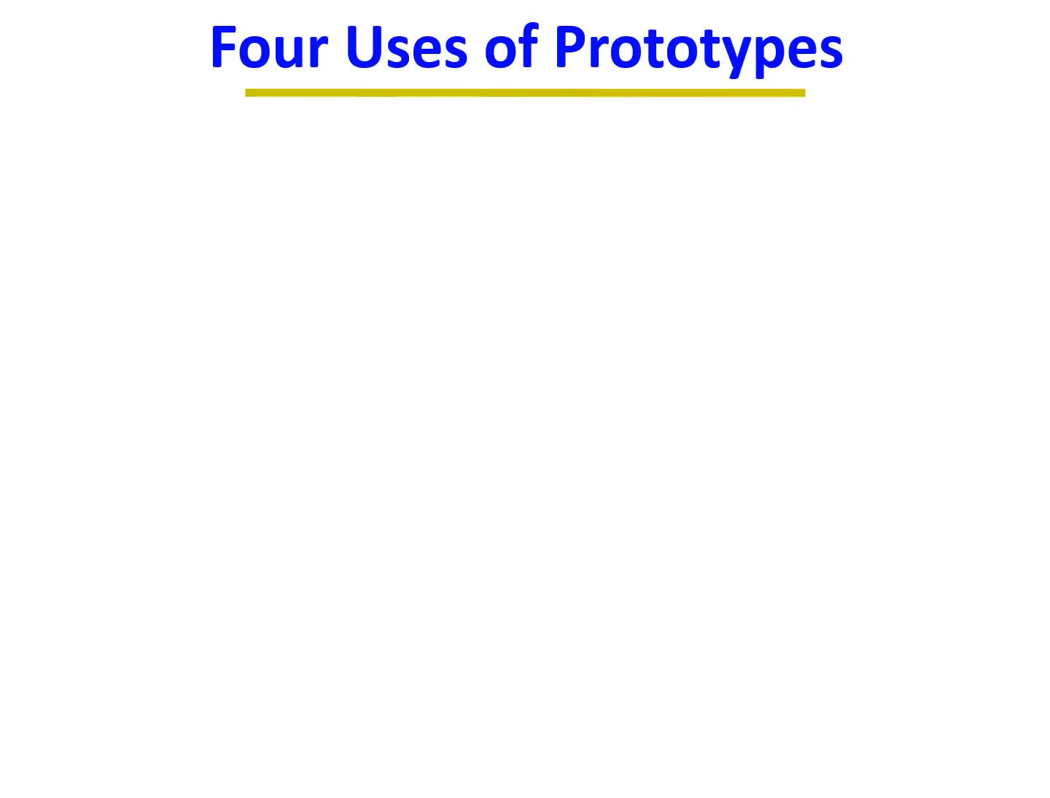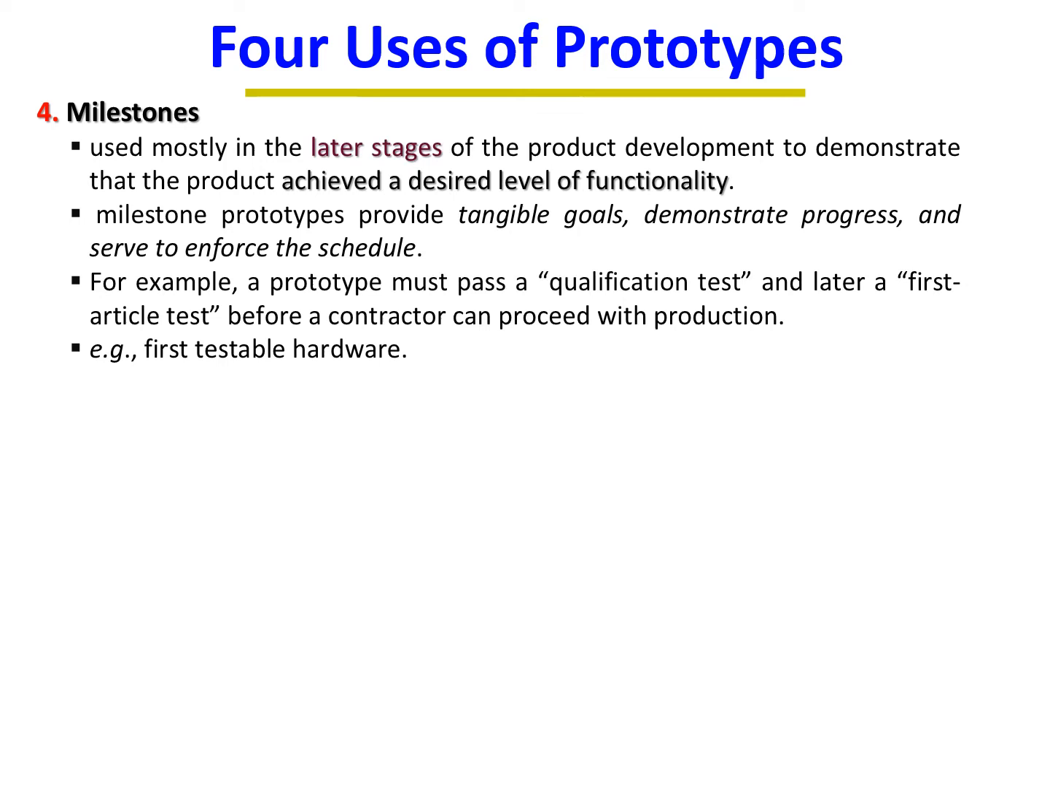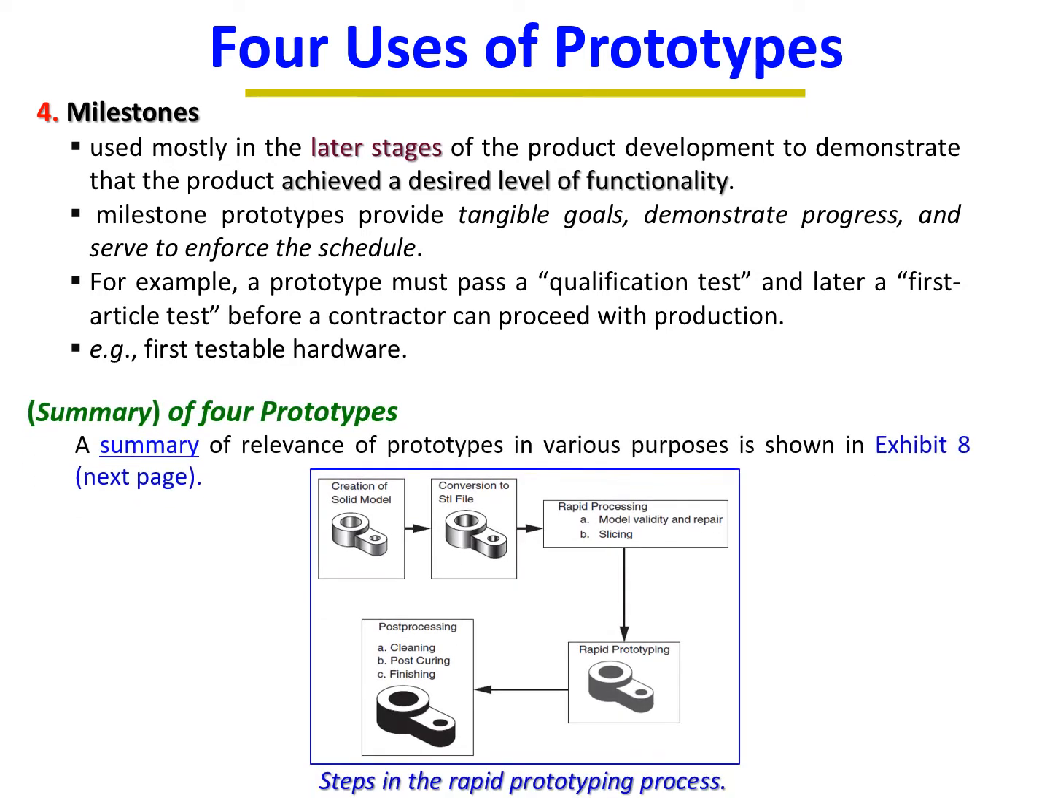We are continuing with the milestones, right? This type of prototype. We have just discussed that this is a type of prototype which will be more physical, more tangible, and which will prove to the customers and to the suppliers and so on that some milestones have been achieved. So now a summary, right? A summary of relevance of prototypes in various purposes is shown in Exhibit 8 on the next page.